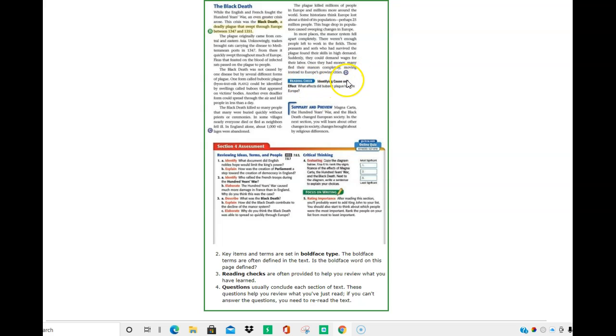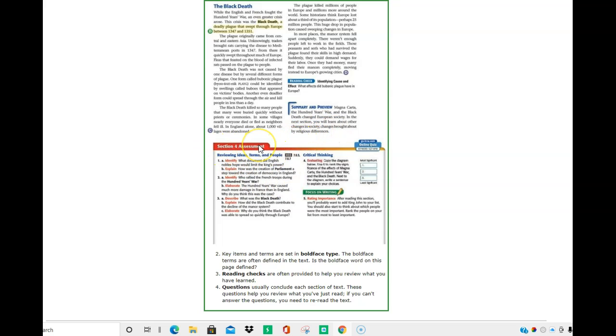Reading check. Identify cause and effect. What effects did bubonic plague have in Europe? Summary and preview. Magna Carta, the 100 Years' War, and the Black Death changed European society. In the next section, you will learn about other changes in society, changes brought about by religious differences.